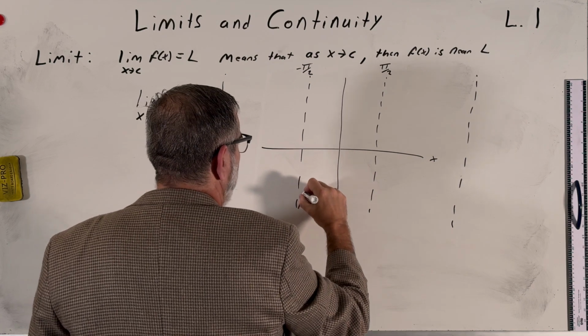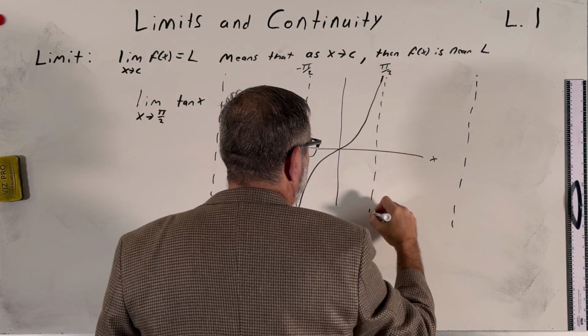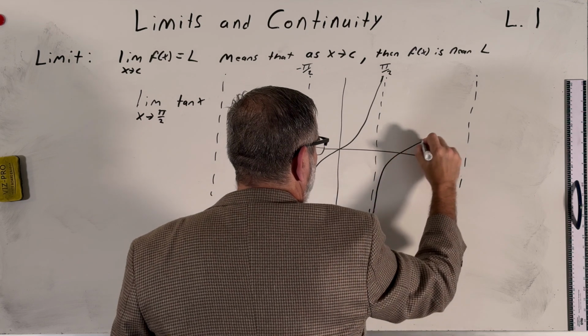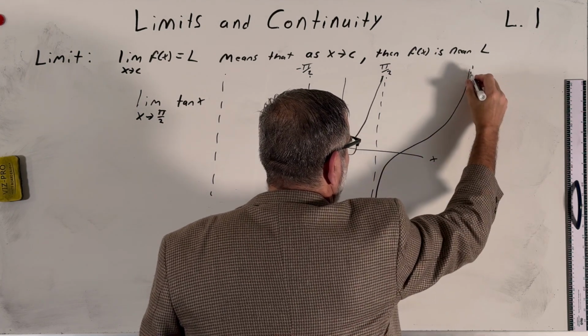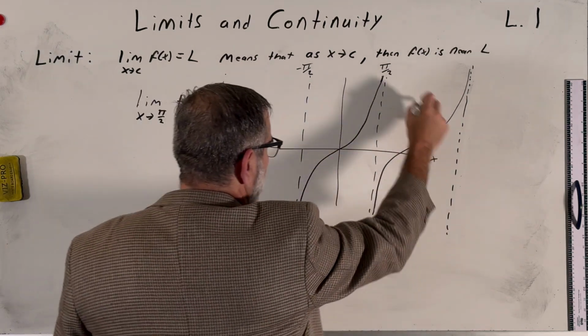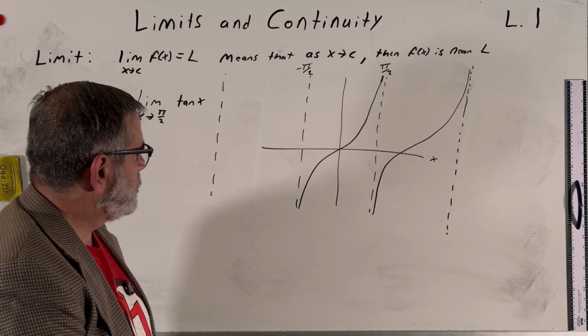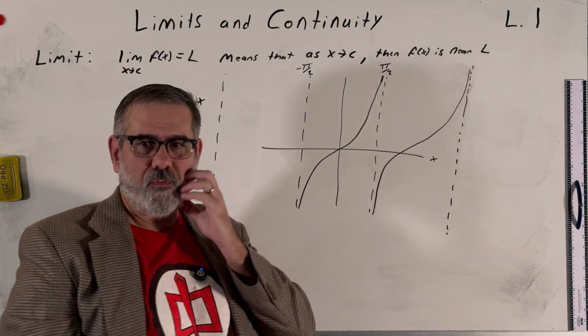This function, if you graph it, looks like this. Move this over. Okay, so I'm going to focus on this region right here, because you can see that if you approach it from the left, it's going off towards infinity.